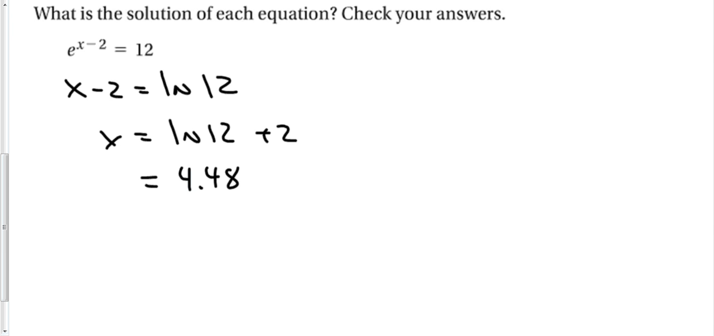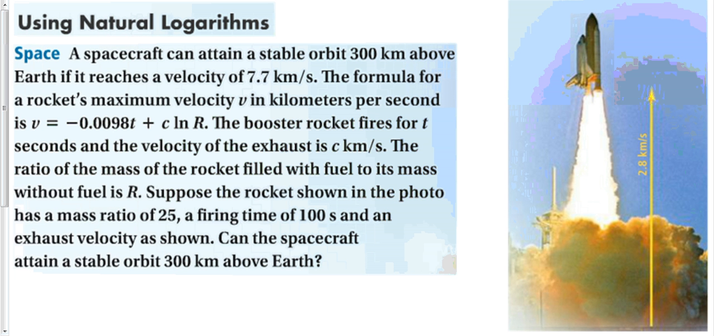And finally, what could be better than a nice word problem? Okay, so even though it's a lot to read, this problem is easy to solve. A spacecraft can attain a stable orbit 300 kilometers above Earth if it reaches a velocity of 7.7 kilometers a second. The formula for its maximum velocity, v in kilometers per second, is right here. Notice, inside of this, we have a natural log. Booster rocket fires for t seconds. And the velocity of the exhaust is c kilometers per second. The ratio of the mass of the rocket filled with fuel to the mass without fuel is r. So here are all our variables. We got t, we got c, we got r.